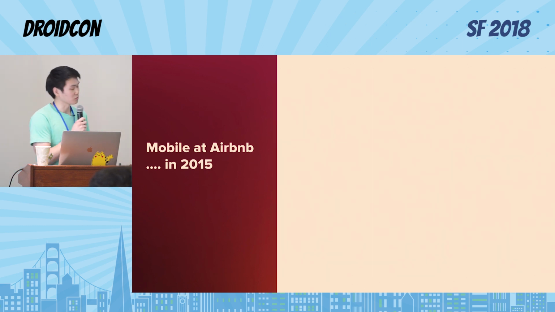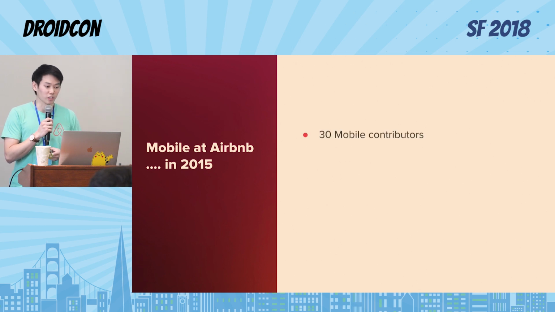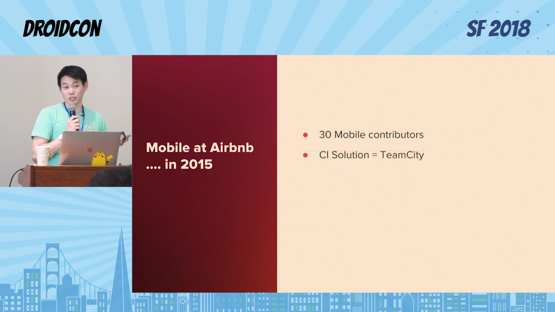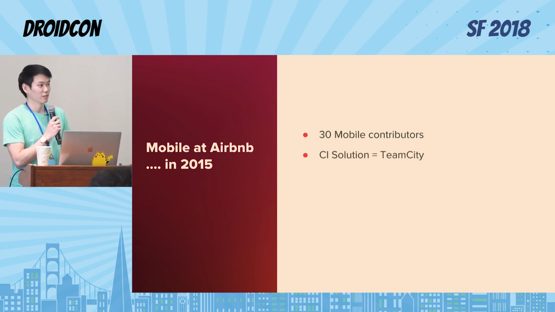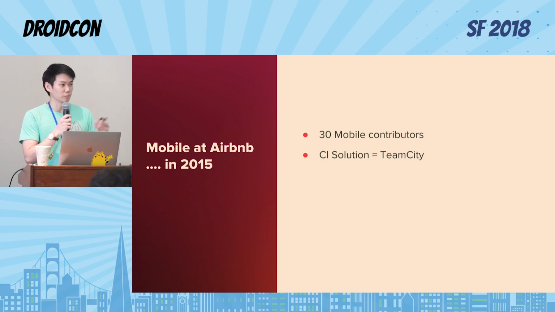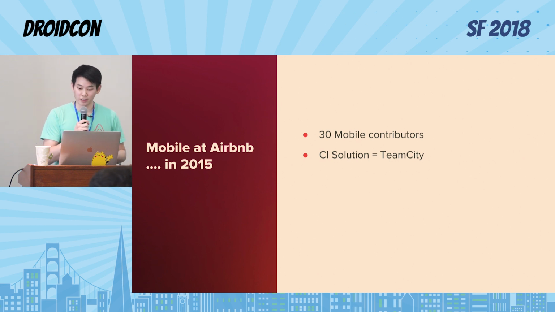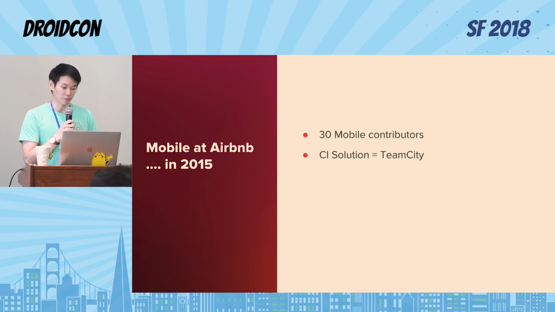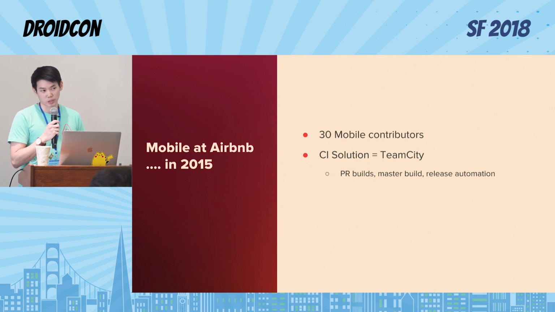And in 2015, which is the year I joined, we grew to 30 mobile contributors, so about 15 on each platform. We actually implemented CI, which is TeamCity at this point. We decided this because it's actually what we used to build the iOS release app. So we just built on top of it, went full throttle, built out a whole CI infrastructure with it. And at this point, we're doing builds on PRs. We're running master after every commit is merged. And we also have some release automation stuff for both platforms now.